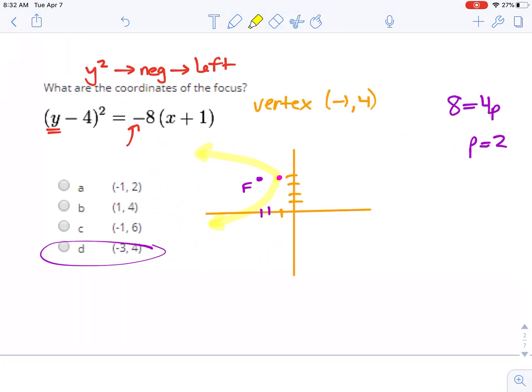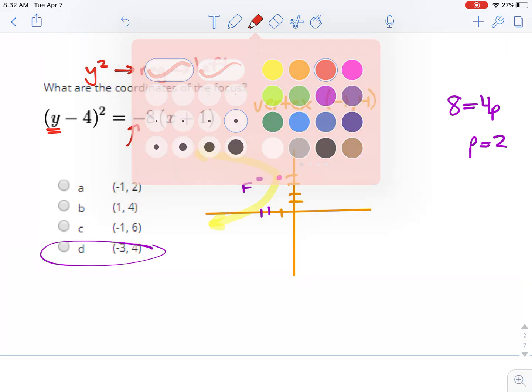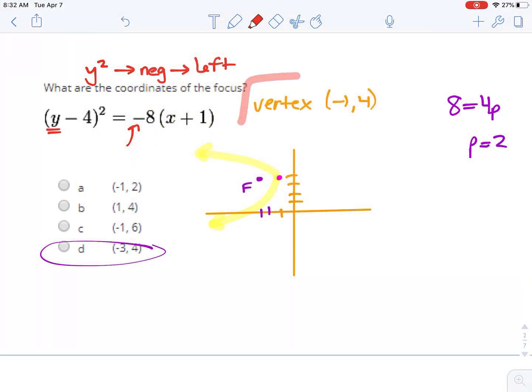This next one says, what are the coordinates of the focus? I always draw a picture. First off, we want to find our vertex. For the vertex, you want to take the opposite of both. So we have a -1 and a +4, and plot that point for your vertex. And then if we look, we see that it has a negative sign and our y is being squared. When y is squared and it's negative, it opens to the left. So I started a sketch going to the left.